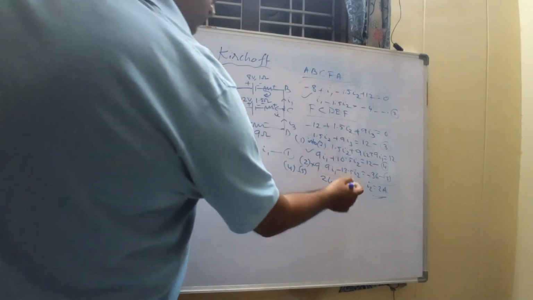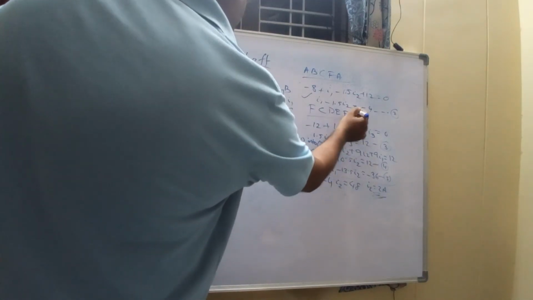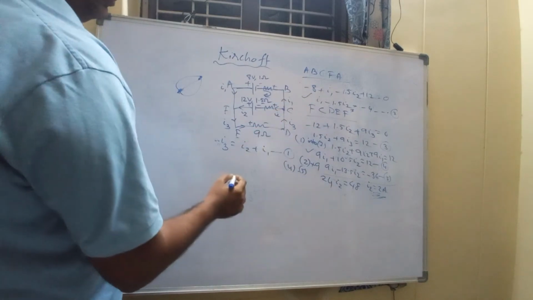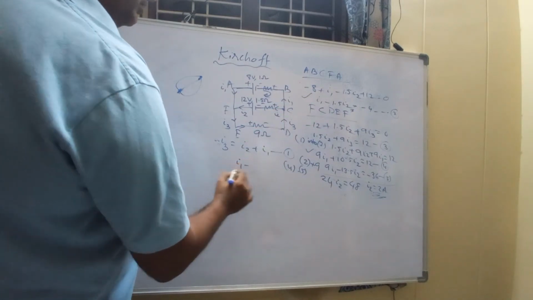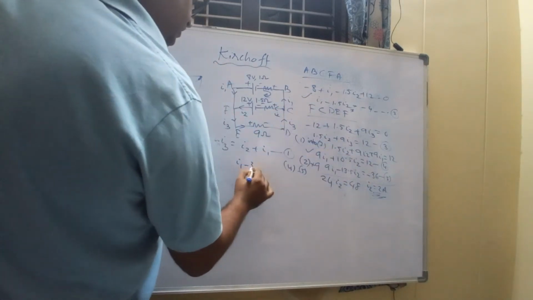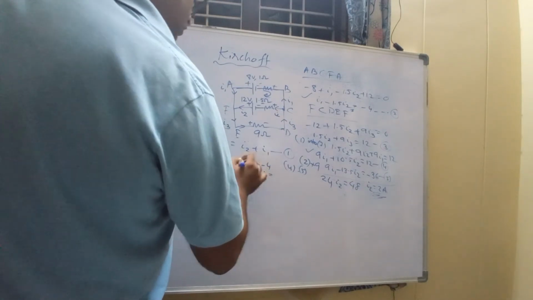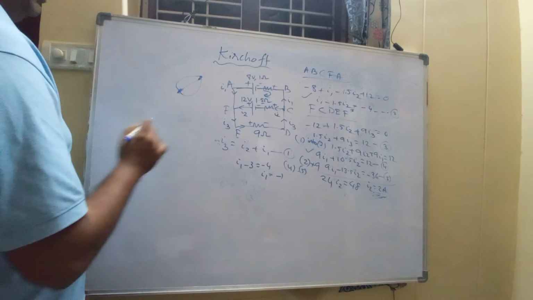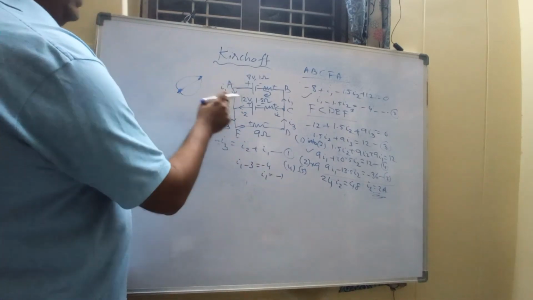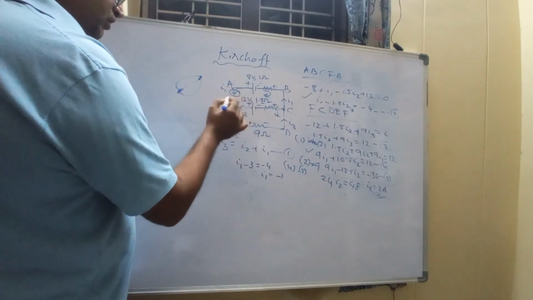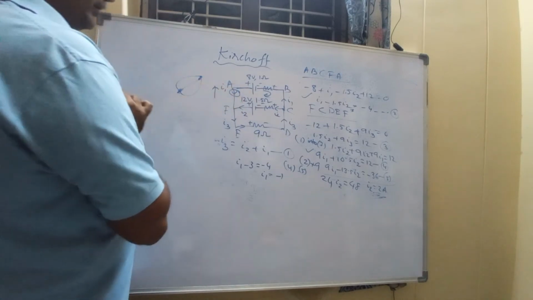Now you got I2. You take this and put it over here. You get the value of I1. So I1 minus 1.5 into 2, it is 3, is equal to minus 4. So I1 is equal to minus 4 plus 3, it is minus 1. So I1 you are getting as minus. So this direction what you assumed is wrong. Actually I1 is flowing like this.